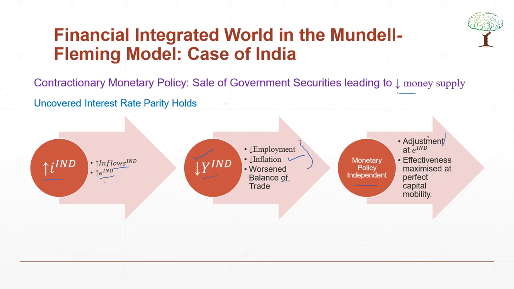It is appreciating. In the reverse mechanism, where the central bank does purchase of government securities, increases money supply, which leads to reduction of interest rates, you will have the opposite impact, and again monetary policy will be independent. So this effect is maximized at perfect capital mobility. More the capital mobility, more the flows, more the impact to the economy.